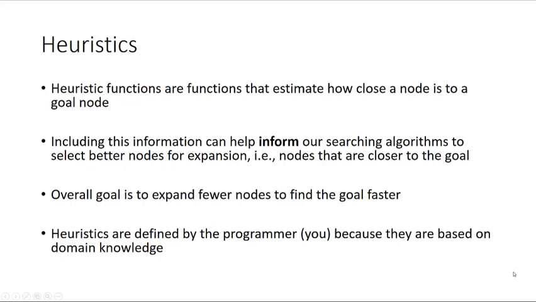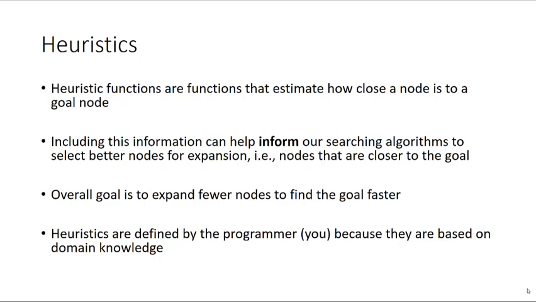So informed search strategies are going to use something called heuristic functions. And heuristic functions are functions that estimate how close a node is to some goal node. So given any node in the state space, it can output some number, some value that says this is how close this node is to the goal. And the idea is that including this information informs our searching algorithms to select better nodes for expansion.